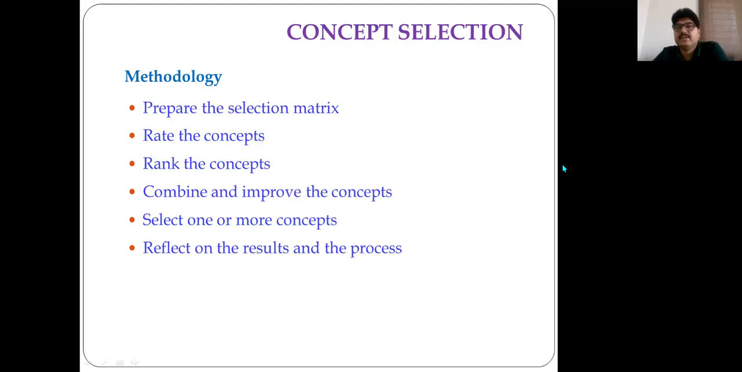For that, you need to make a selection matrix, and then rate the concepts, rank the concepts, and combine and improve. Among the concepts listed, if you can get a better combination by adding either 1 plus 2 or 1 plus 3 or 1 plus 4, some sort of combination or hybrid concept could emerge. That could be brought back into the competition, then you select 1 or more concepts, and finally modify your result and process accordingly in an iterative way.